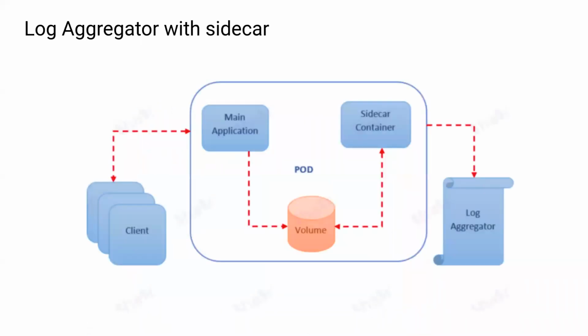A slightly more advanced example is a log aggregator. Let's say you want to scrape all the logs from different services and put them into a log aggregator like Graylog or some other tool. You can implement a sidecar which scrapes out all the logs generated by that microservice, and then the sidecar pushes all the logs generated from that application to the log aggregator. So this is a slightly advanced example of a sidecar.